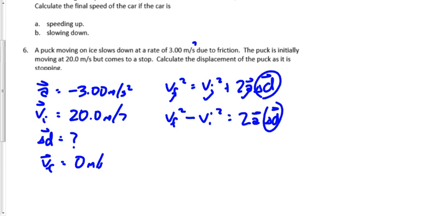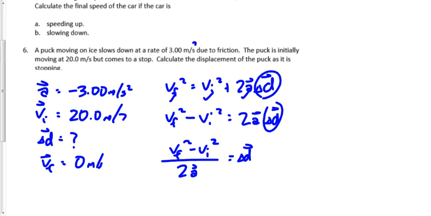Now be careful of this. It's the entire thing divided by 2A on the left-hand side, right? It's not just VF divided by 2A. It's VF squared minus VI squared. That's what we had on the left side. Divide that whole thing by 2A. And that gives us delta D. Does that make sense? Get rid of what's not attached, then get rid of what is attached.